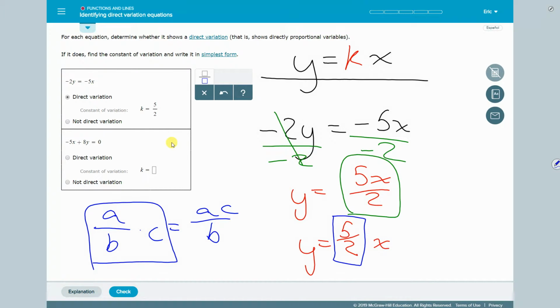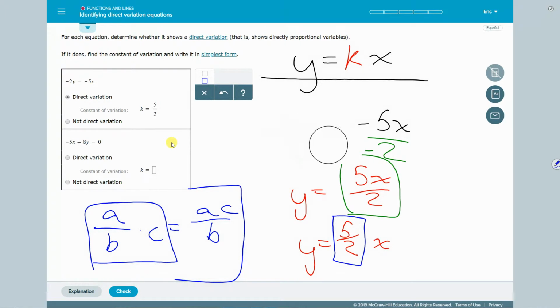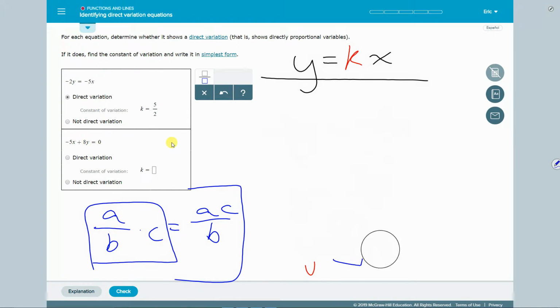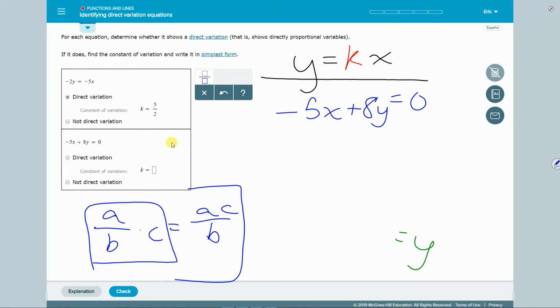Example 2. And I'm going to leave this one up here too, because this is important to understand so that you don't get confused with what your k is going to be. Negative 5x plus 8y equals 0. I'm solving for my y, so I want to say y equals something. So I'm going to get my y on the other side. Then I'm going to solve like normal.